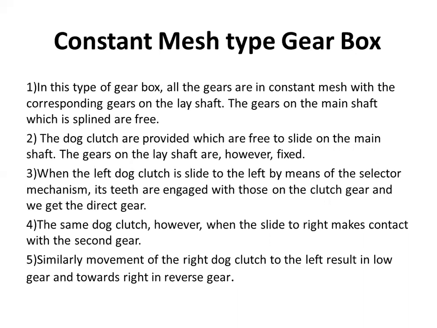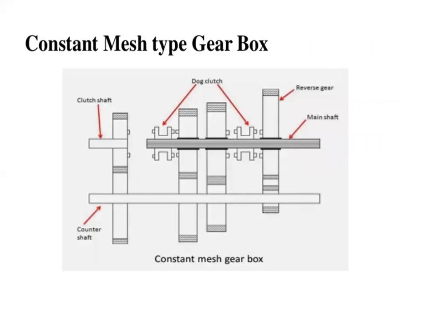The second type is the constant mesh type of gearbox. This is the diagram of the constant mesh type of gearbox, in which this is called the dog clutch, this is called the reverse gear, this is the main shaft, this is the clutch shaft, and this is the counter shaft. This is called the constant mesh gearbox.